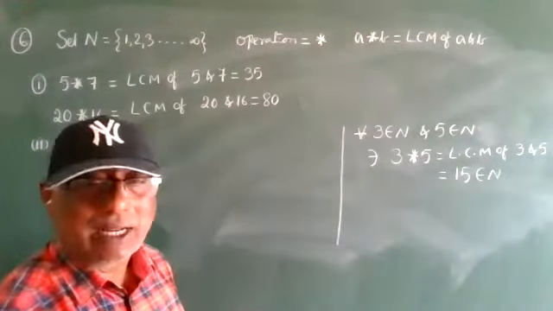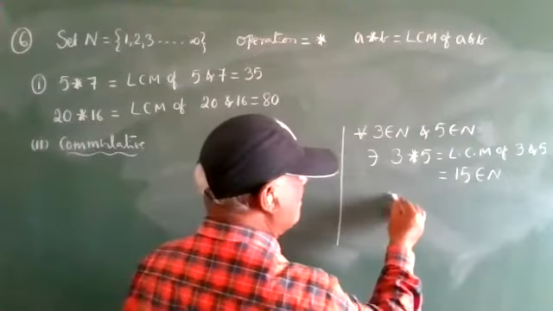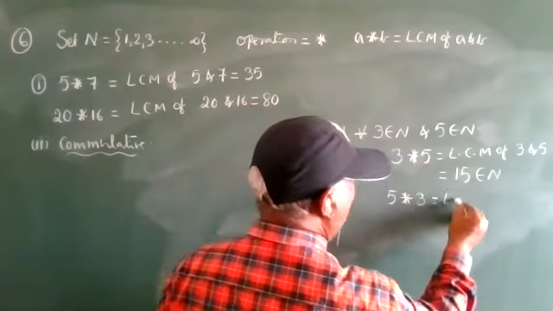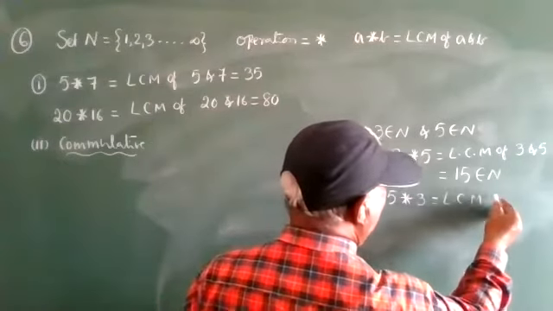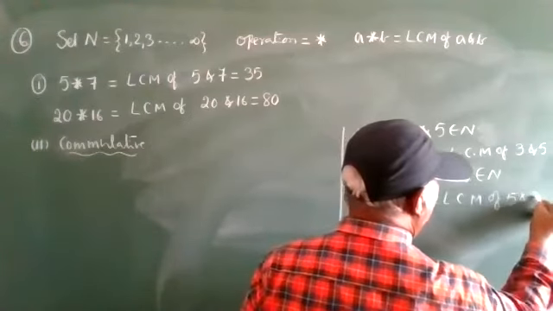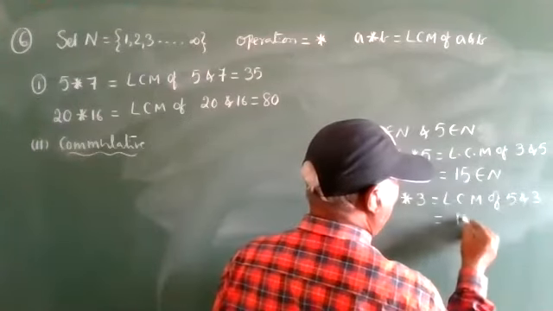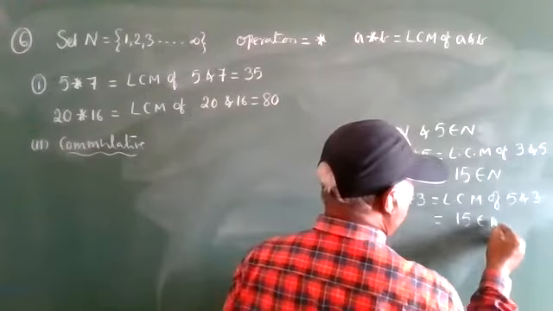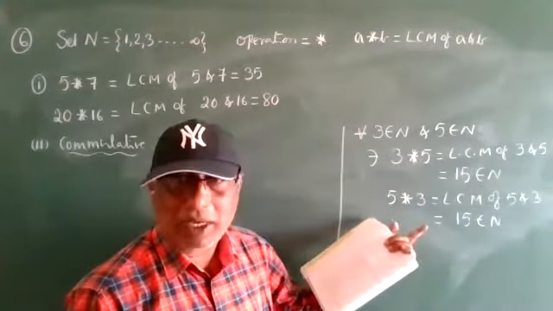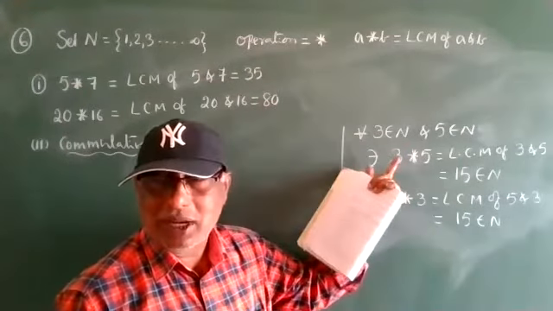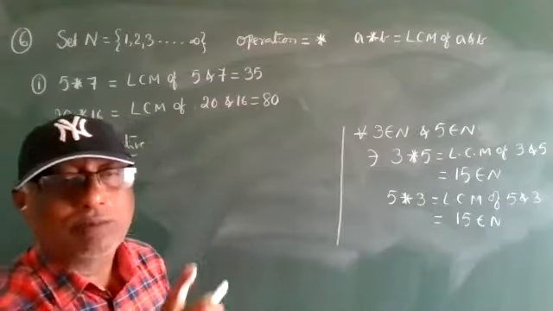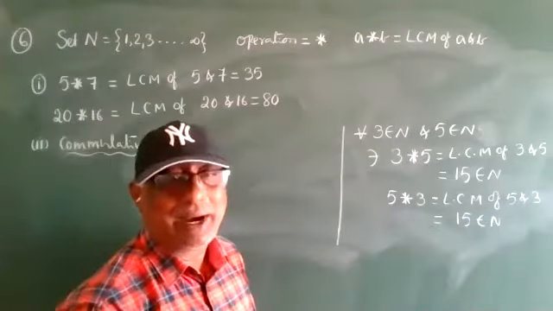Next, reverse order: 5 star 3 is LCM of 5 and 3, the same LCM, that is 15. Therefore it belongs to N. A star B is equal to B star A. Therefore, the commutative law is satisfied.